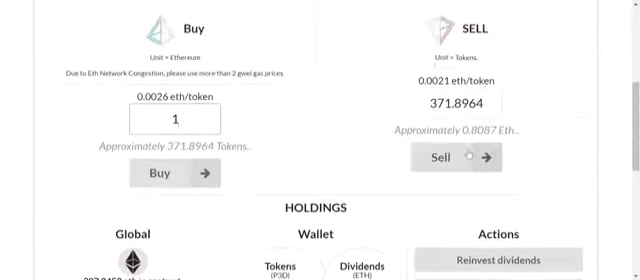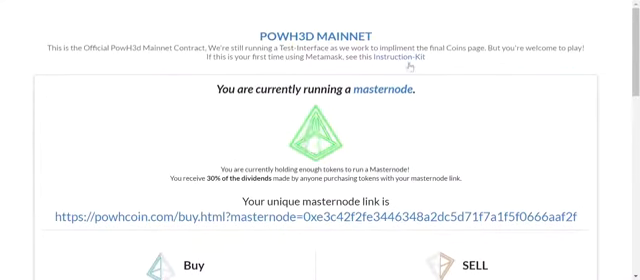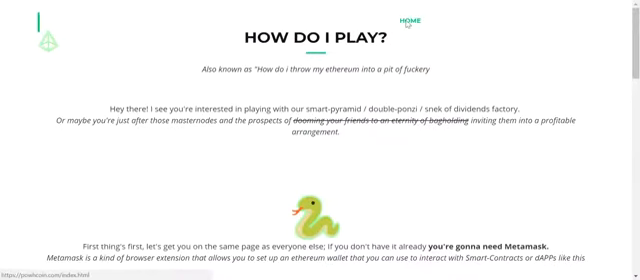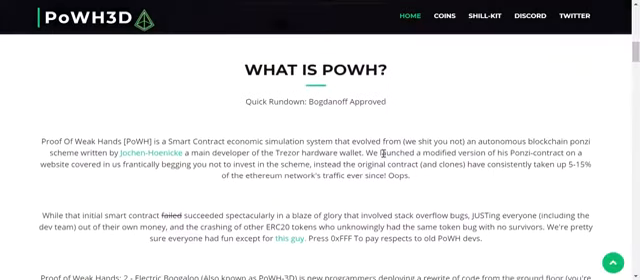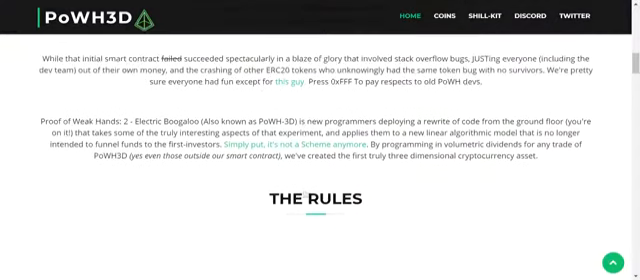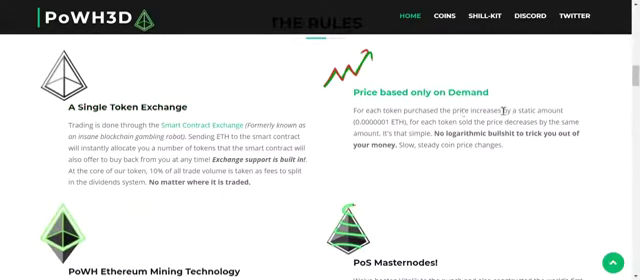Now, another thing about the price is on their website. Let me go to the website and I'll show you. If I go to the instruction kit and go home, I think it explains it on this page, but I never read this page. Let me find the part where it explains how the price goes up. Okay, here you go. For each token purchased, the price increases by a static amount of this much ETH. For each token sold, the price decreases by the same amount.